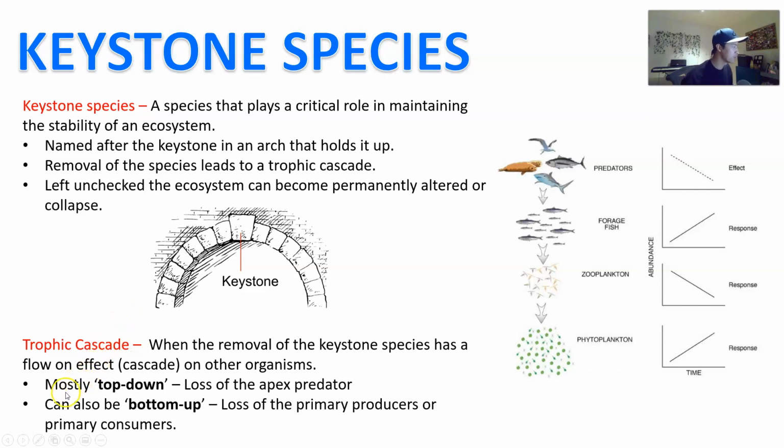And most of the time, that flow-on effect is top-down. By removing an apex predator, it actually destabilizes the rest of the ecosystem, and some things are going to be out of control, whereas other things are going to plummet. However, trophic cascades can sometimes also be bottom-up as well, where you remove the bottom, and that causes a widespread collapse of all the ones on top as a result of that removal.